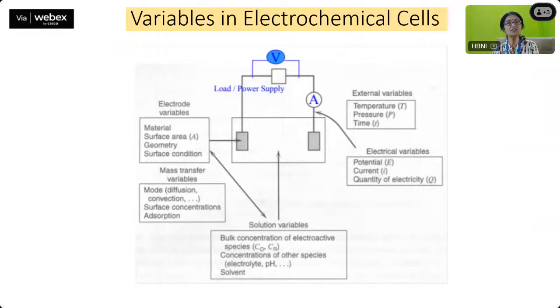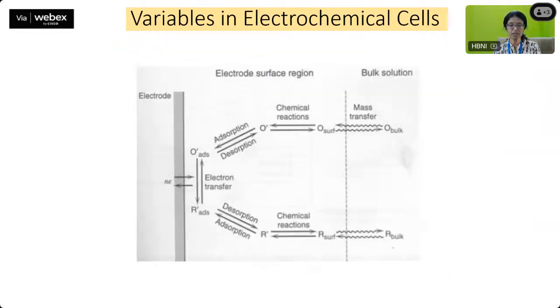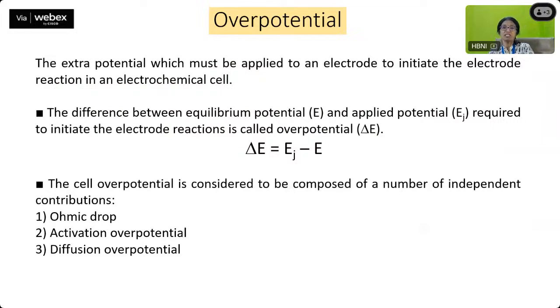So all these are the different variables in the electrochemical cell which you need to control and find the right combination which is going to result in the best electrochemical performance of your cell. So you see the different processes which are taking place. Obviously, there's electron transfer. Then you have adsorption, desorption. You have various chemical reactions. You have the mass transfer which is happening. So these are all the different processes happening in the electrochemical cell, and each of them is dependent on these various factors. So now one concept is that of overpotential.